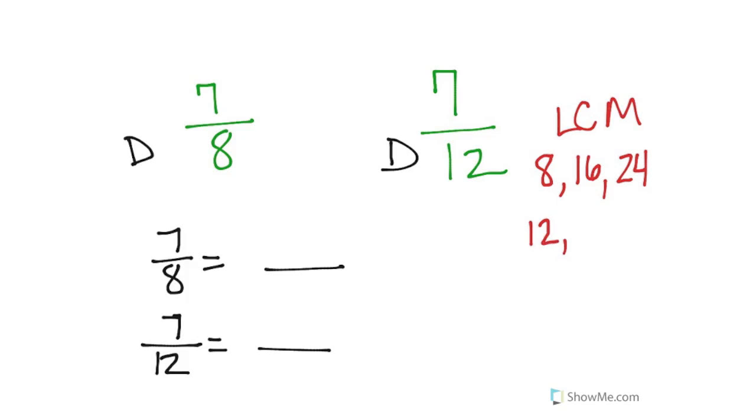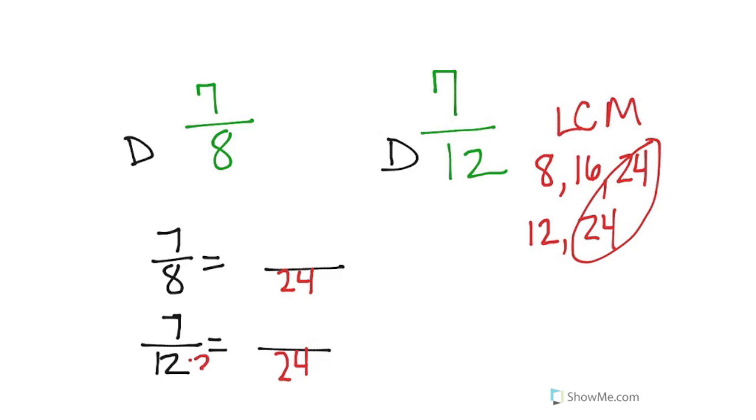12 times 1 is 12. 12 times 2 is 24. Oh, look. I have a common multiple of 24. So what I'm going to do is make my denominator 24. All right, now let's change our fractions.